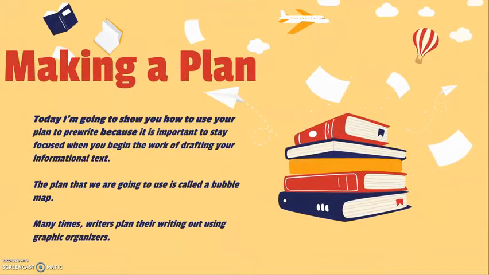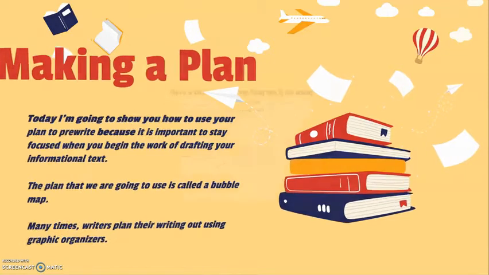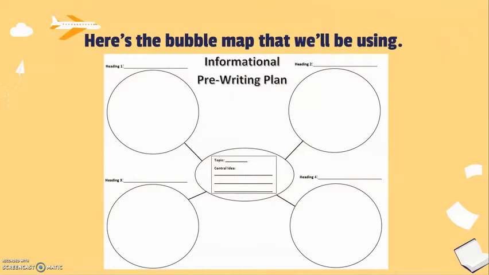Making a plan. Today I'm going to show you how to use your plan to pre-write, because it's important to stay focused when you begin to work on drafting your informational text. The plan that we're going to use is called a bubble map. Many times writers plan their writing out using graphic organizers. Here's the bubble map that we'll be using.